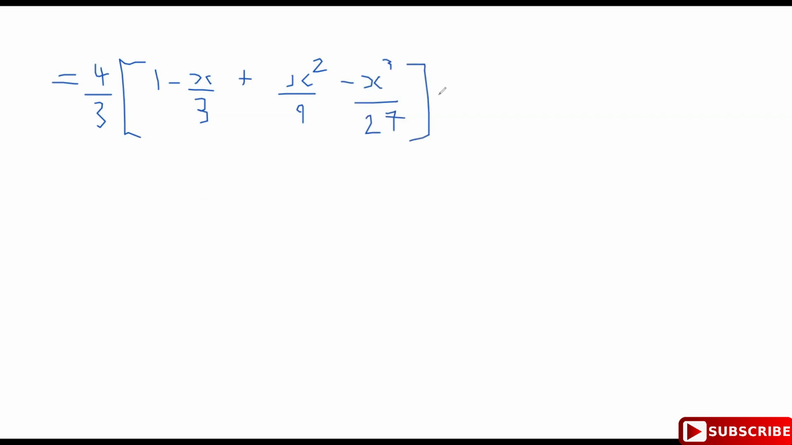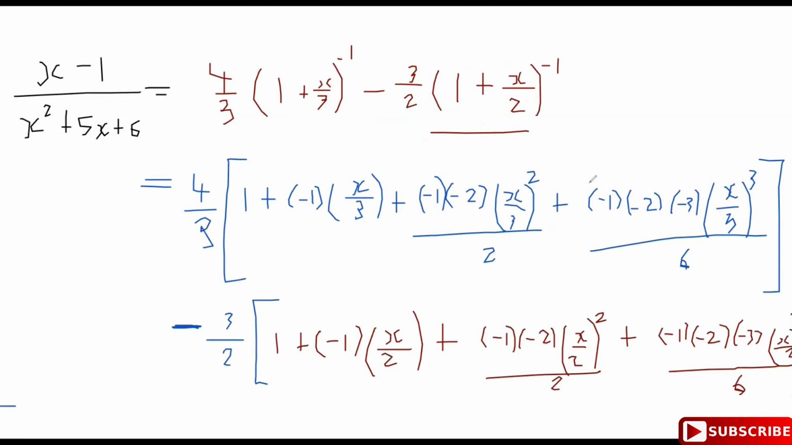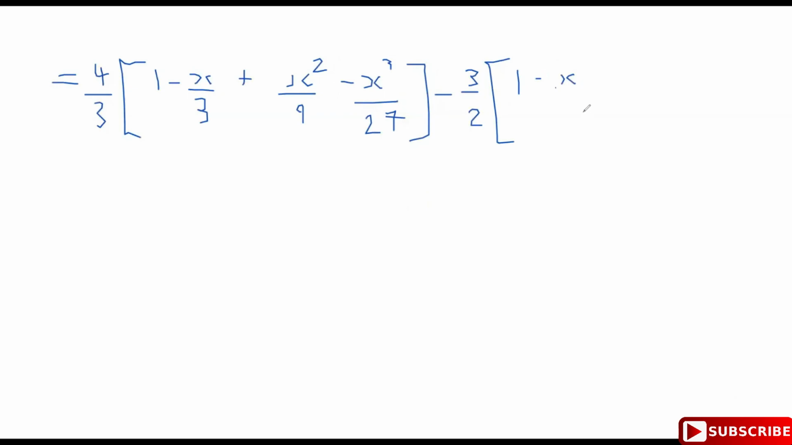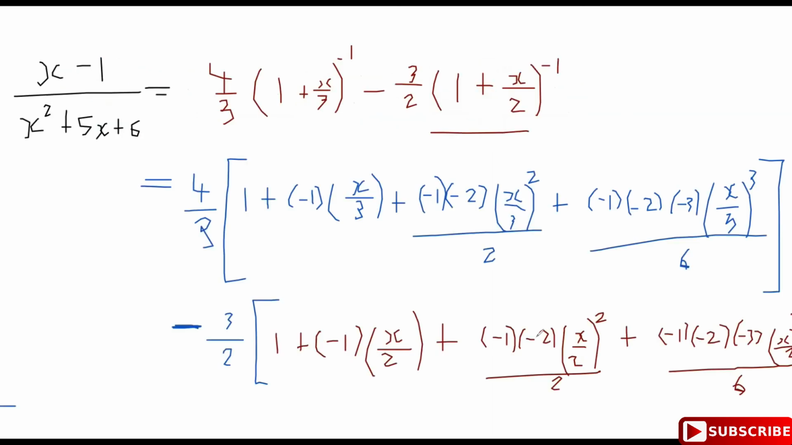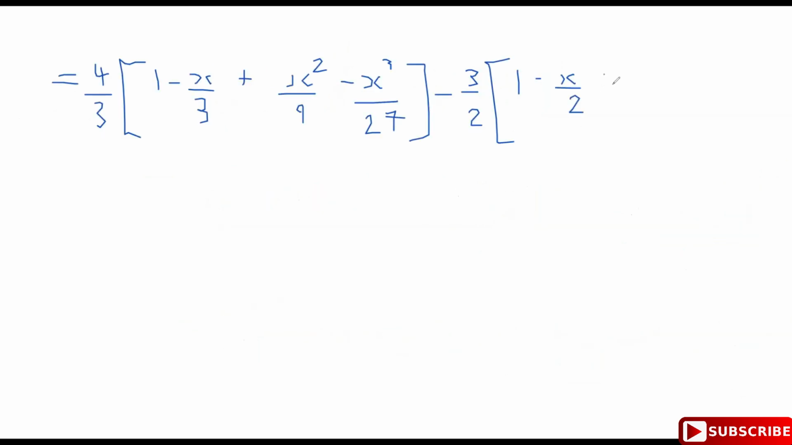So now what we have is minus 3 over 2 times, we're simplifying what's in the other bracket. It is going to be 1 minus x over 2. And this is now minus, the minus and minus make it plus. This 2 cancels this 2. So we're left with x squared over 4. This is now plus x squared over 4.